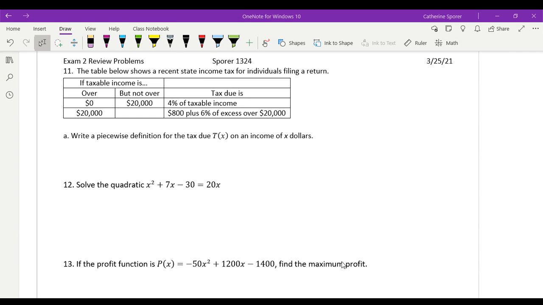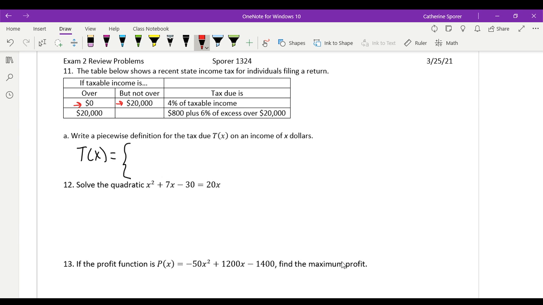Problem 11. This table shows a recent state tax income for individuals filing returns. We're going to write a piecewise definition for the tax due on the income of X dollars. So that's going to look like T of X equals, and then we're going to define the different functions based on the taxable income. The first portion of this function is incomes between 0 and 20,000.